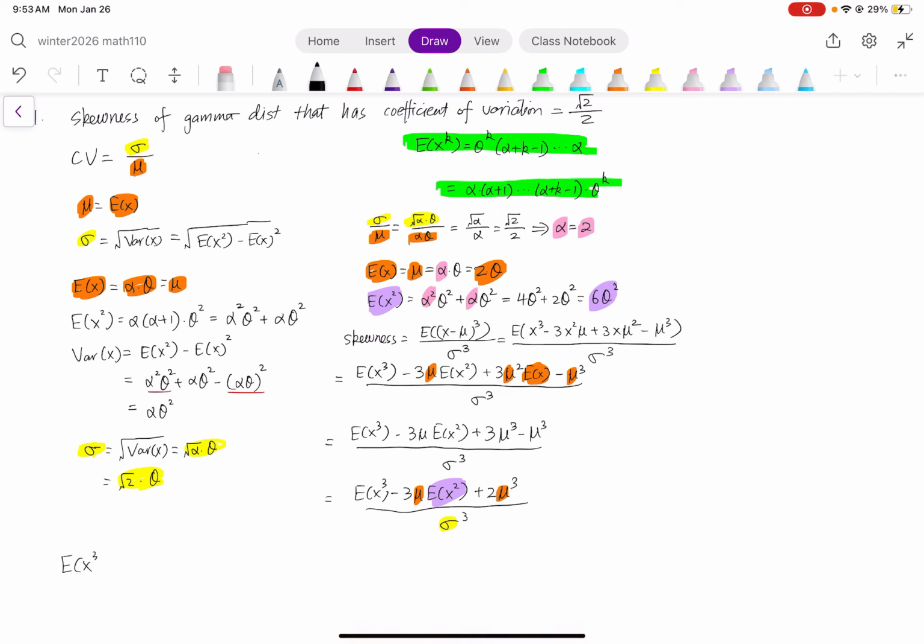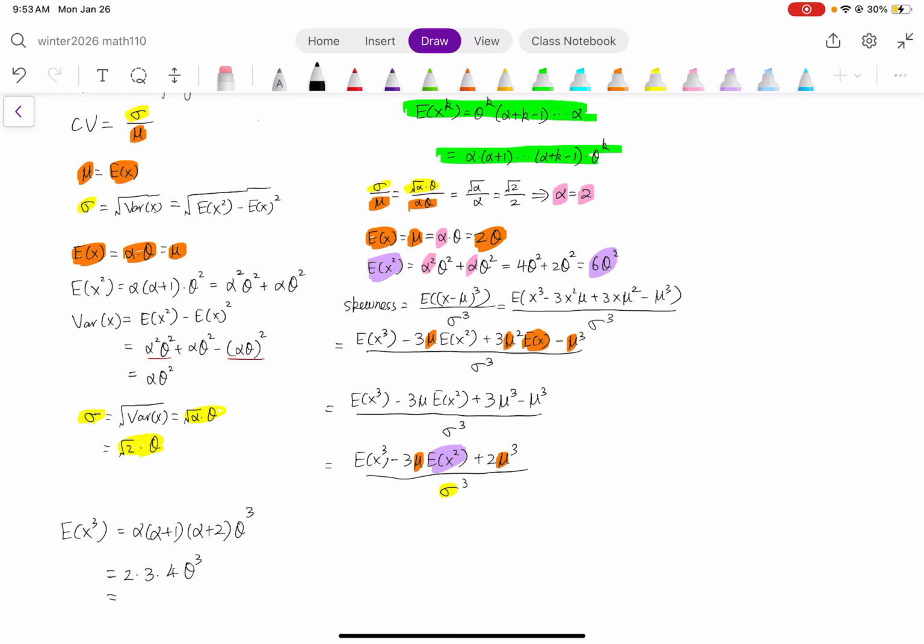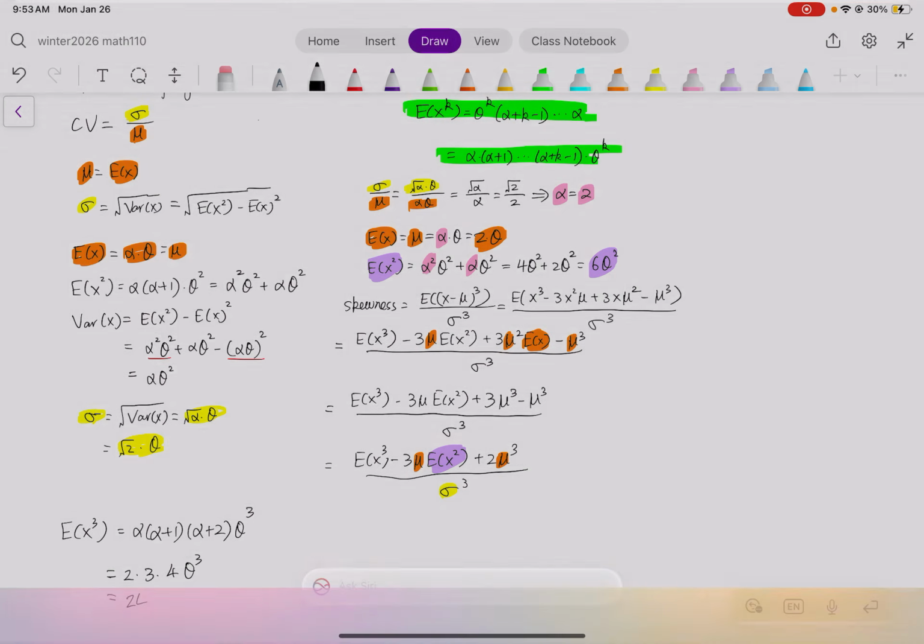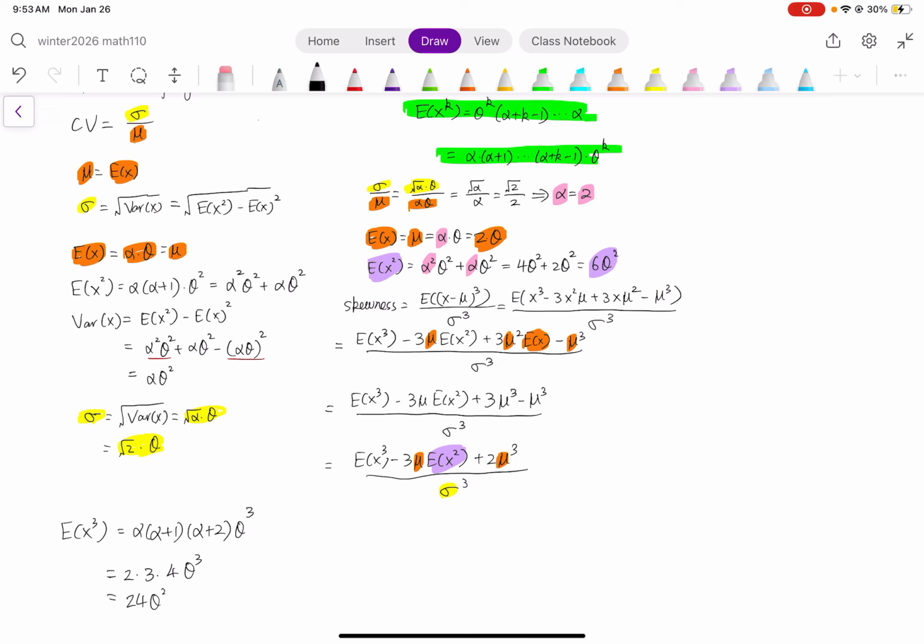For the third moment, apply the formula: alpha, alpha plus 1, and now alpha plus 2, because with k equal to 3, alpha plus k minus 1 is alpha plus 2. You will stop at alpha plus 2. So k to the power of 3. And we also know alpha is 2 in this case. 2 times 3 times 4, theta to the third. That will give 24 theta to the third.